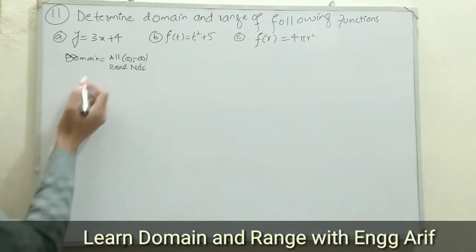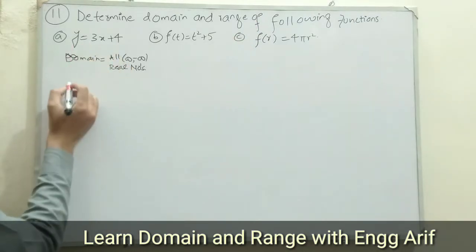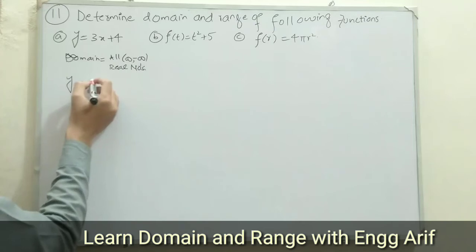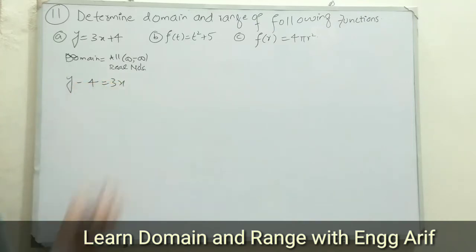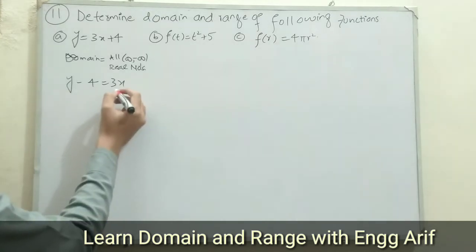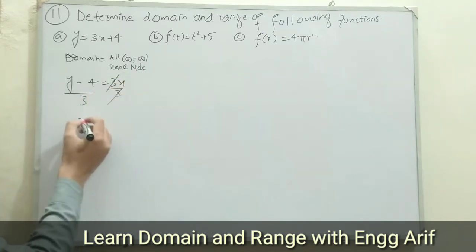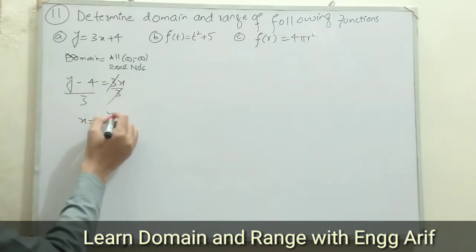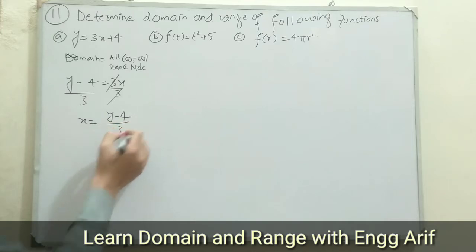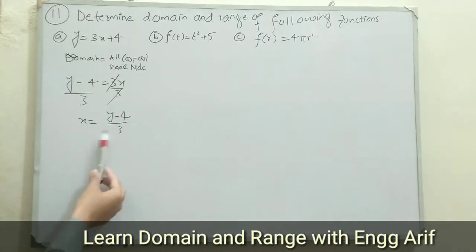For the range, we will shift 4 to the left hand side, it becomes y minus 4 is equal to 3x. Now for the range, we will make x the subject. So for making x the subject, we will divide both sides by 3. So this side will become x is equal to y minus 4 divided by 3.